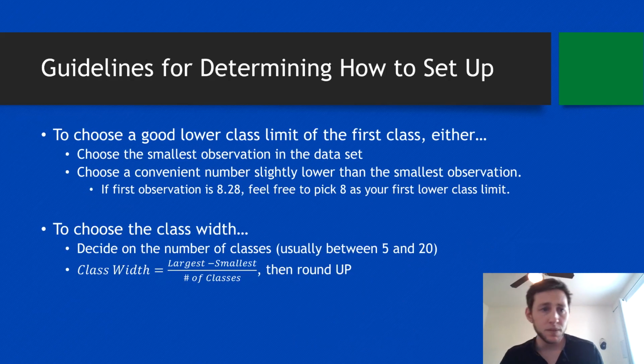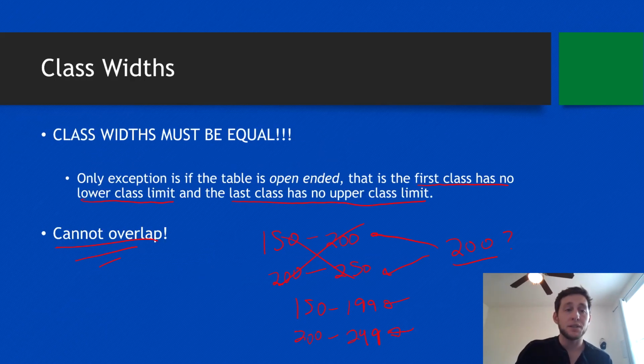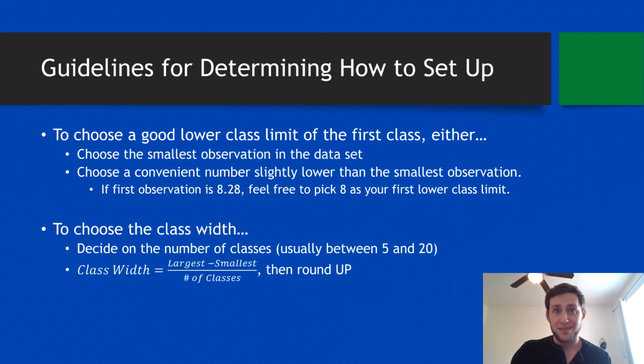Now, you won't really have to do this, but I do think it is good to know, because since I'm telling you, hey, class widths must be equal, and hey, if you have too many options, then use intervals. Well, it brings up the question of how the heck should I do that? Here's some guidelines for setting up these histograms and these different intervals.